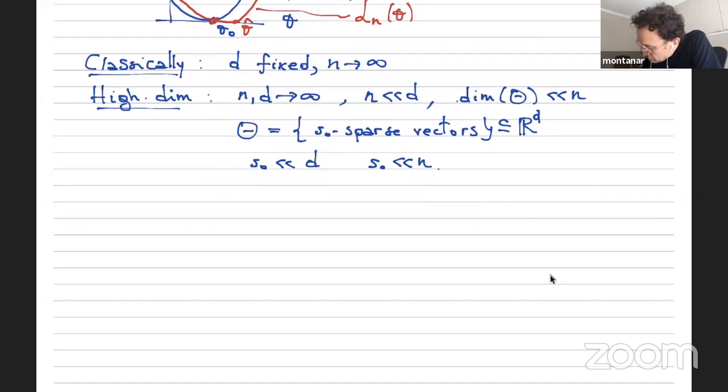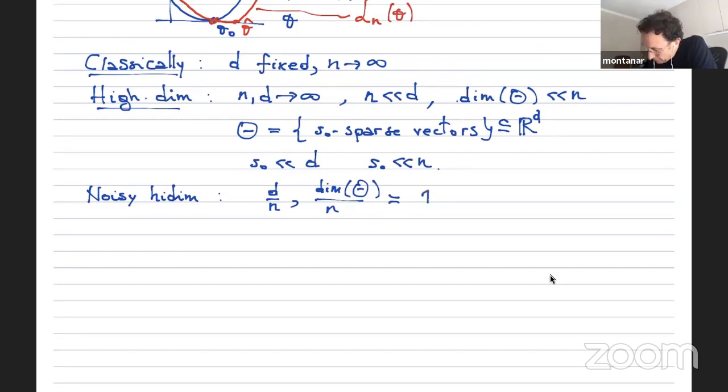So what I'd be concerned with in the next couple of lectures will be a case, let's call it noisy high dimensional statistics, in which d over n is of order 1, and also the dimension of theta, if theta is simple, over n is of order 1. All of these quantities are divergent, they are all of order 1. This is to say asymptotic.